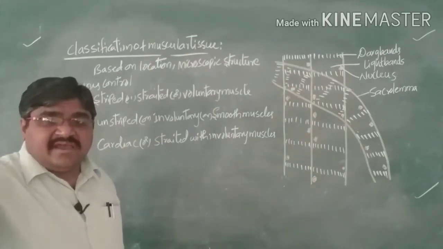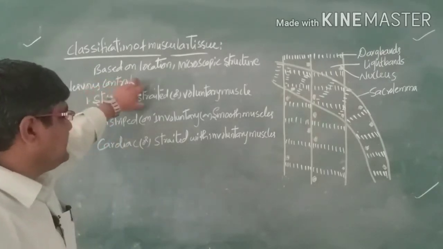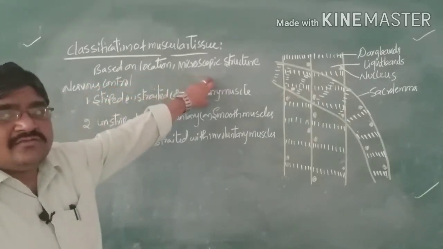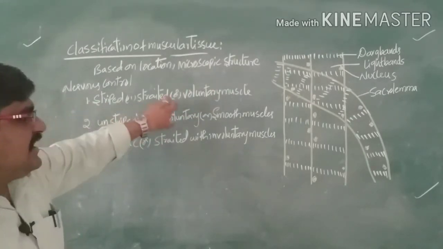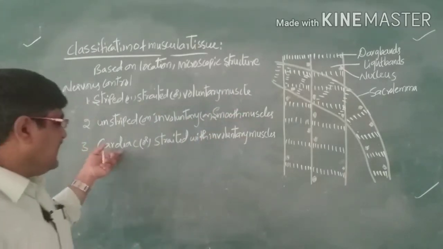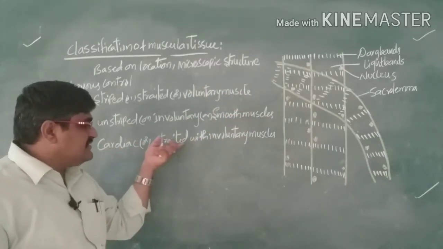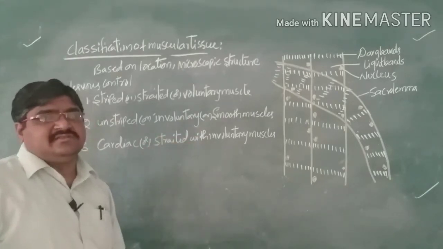These are classified into three types. One you can call striped or striated muscles, or otherwise voluntary muscles. The second one is unstriped or involuntary, or otherwise smooth muscles. And the third one is the cardiac, or otherwise striated with involuntary muscles.